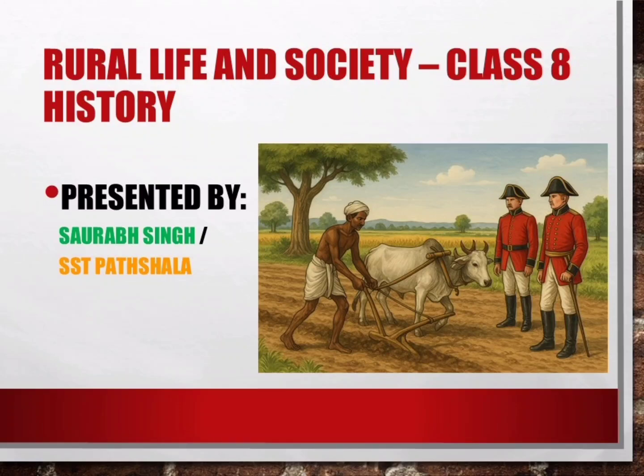Today we are going to study class 8 chapter number 3, Rural Life and Society. In this chapter we will learn how village life changed under British rule, and how agriculture, farmers, labor and the social structure were impacted by British policies. So let's begin this thoughtful journey.